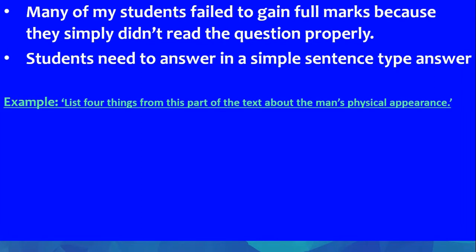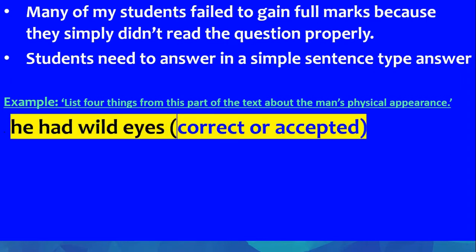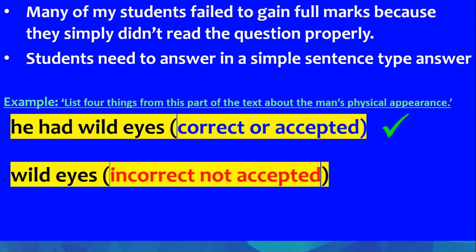So for example, list 4 things from the text about the man's physical appearance. An answer that would get a mark and would be accepted, would be correct, is he had wild eyes. However, what a lot of students do is they write something like this: wild eyes. Although we can sort of understand what the student is saying, it's not clear. Okay, so you're not going to get a mark. It would not be accepted.